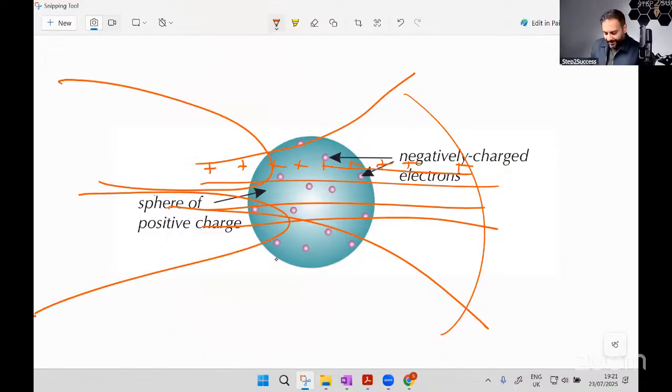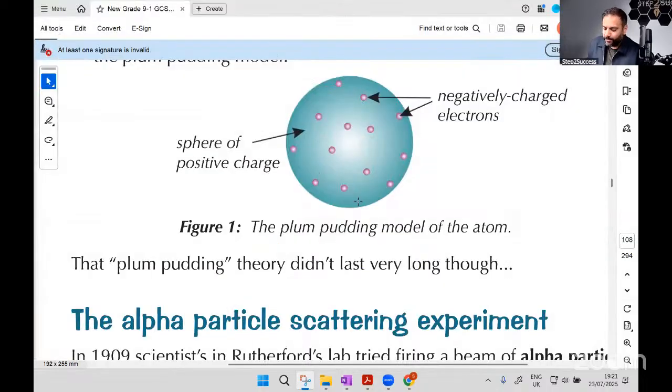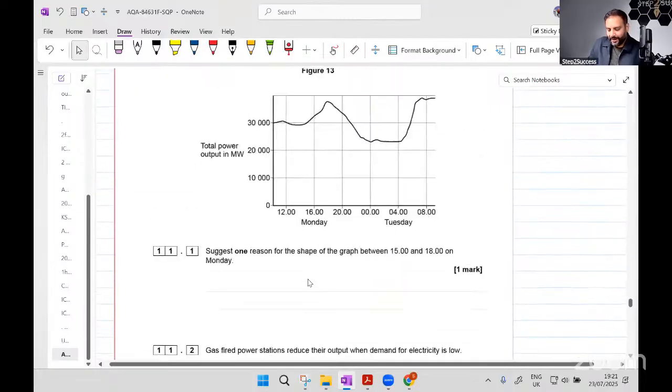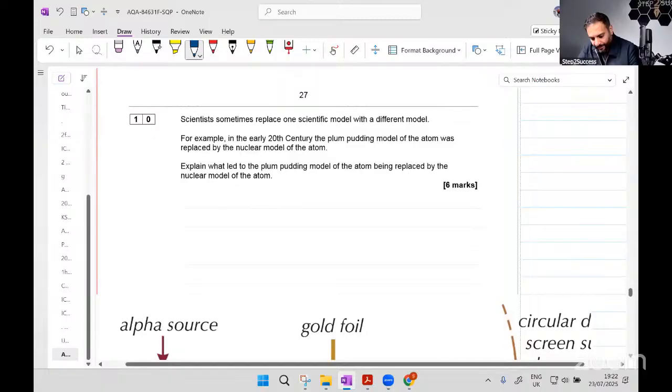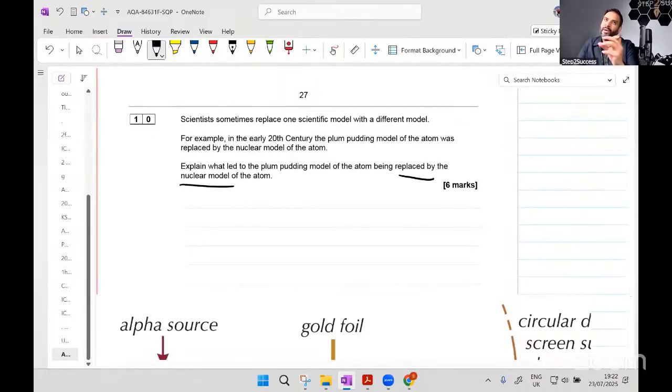So what they decided based on those results was that this model can't work because they couldn't explain what had happened based on those results. And so they changed their theory of what an atom looks like, and it led to where we are today. So I want to get to the point of this, which is, how do I explain this question? You mentioned that. Explain what led to the plum pudding model being replaced by the nuclear model. So how did we get from where we were to where we are now?